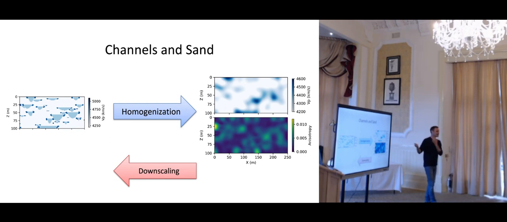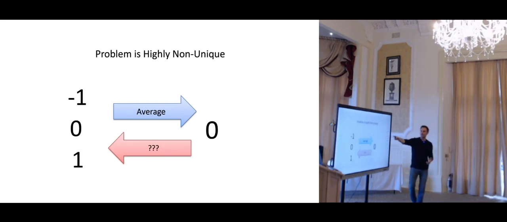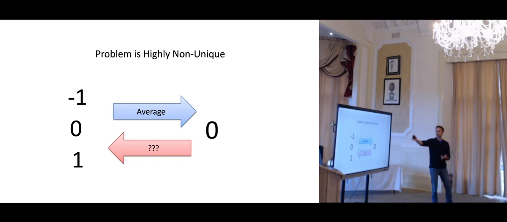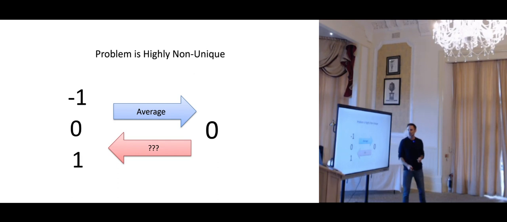And of course, this problem is going to be non-unique. We are taking a smooth average, and from the average, we'd like to go back to the small scale medium. It's impossible, of course. We observe the average, and from the average, we want to go back to the numbers, which is impossible, it's non-unique. And so we need extra information to be able to solve the small scale structure.